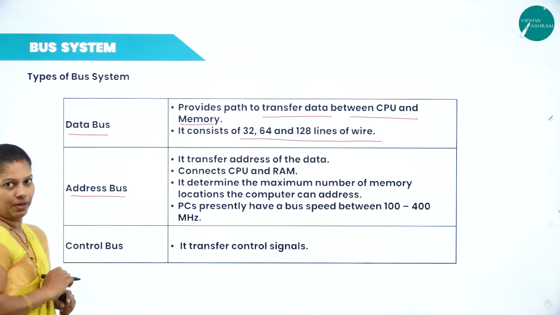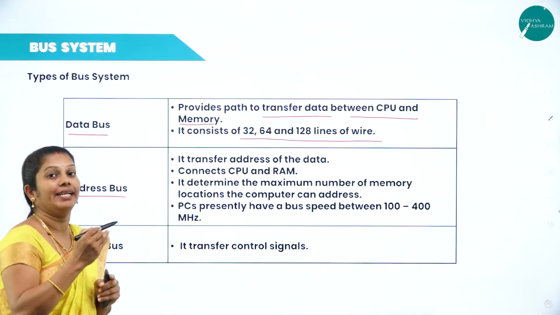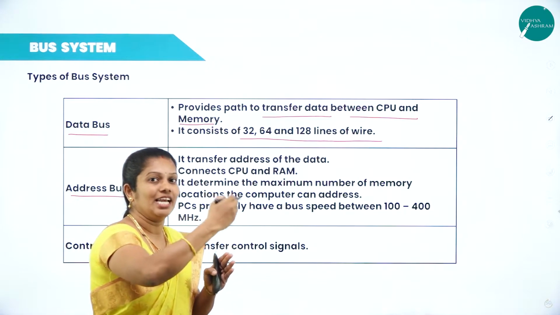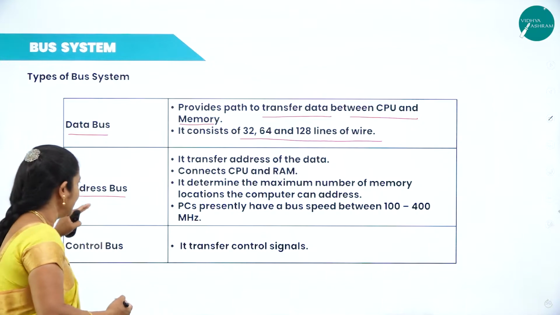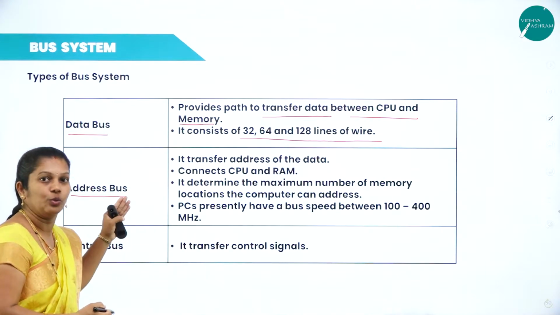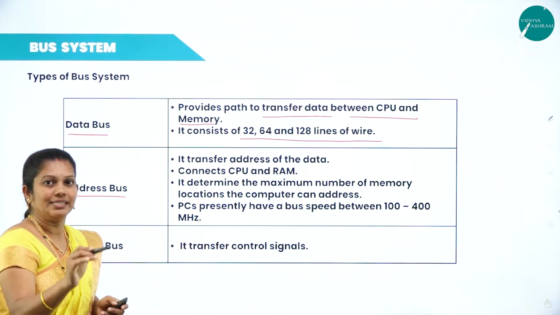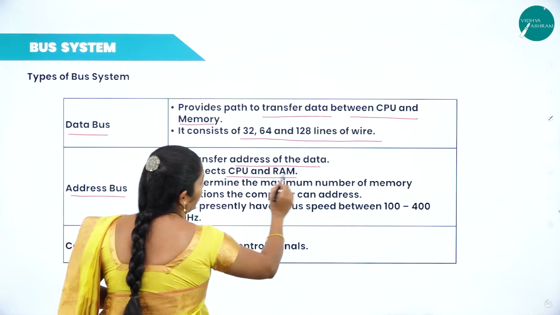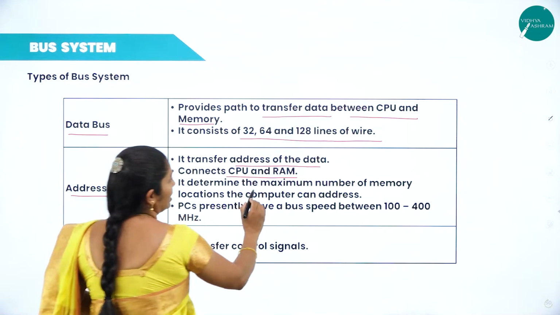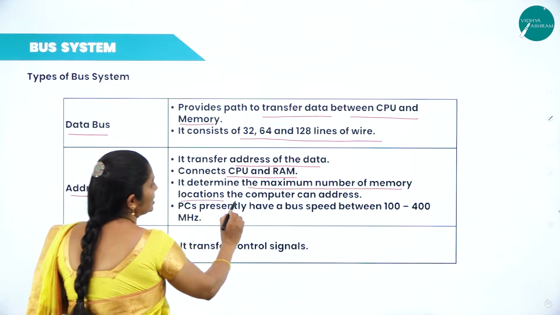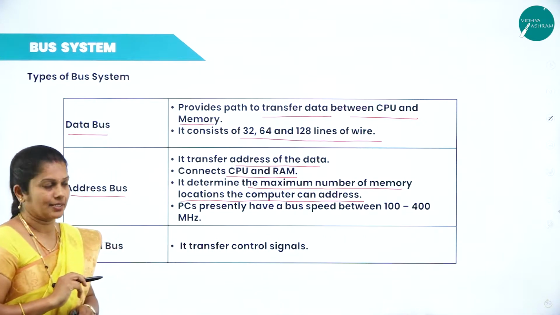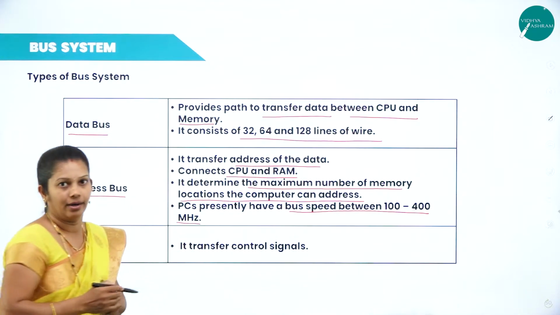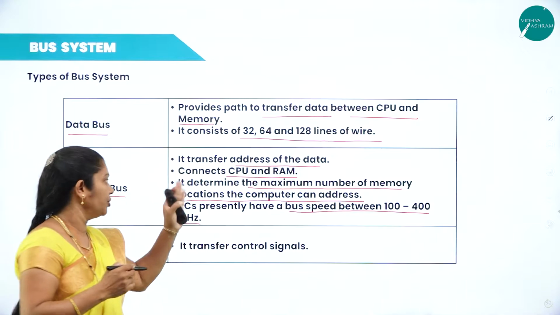But when they come on address bus, the name itself suggests it will transfer the address of the data. For example, consider you have huge data in the memory. Exactly on which place the data is present, regarding that it will tell you the address. Address bus transfers the address of the data, where exactly the data is present. It connects CPU as well as RAM. It determines the maximum number of memory locations the computer can address. PCs presently have a bus speed between 100 to 400 MHz. Usually the speed of that bus is 100 to 1000 megahertz.